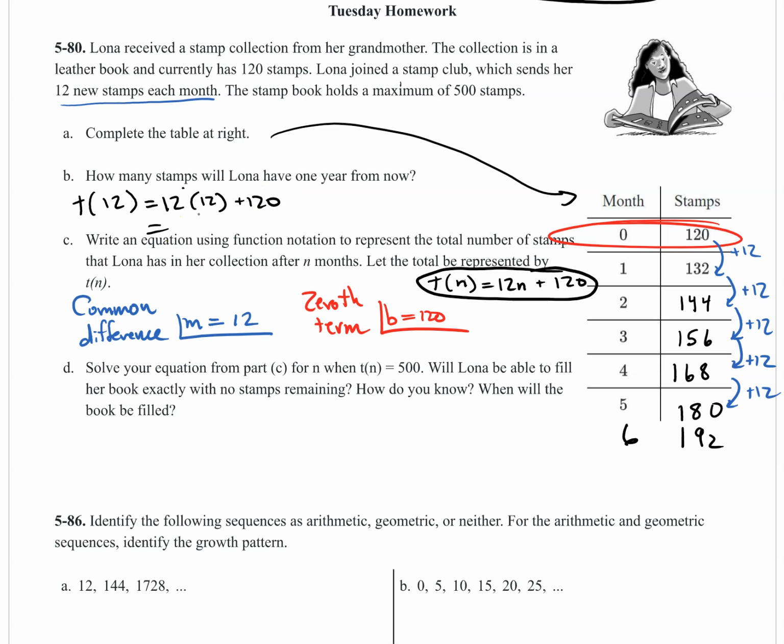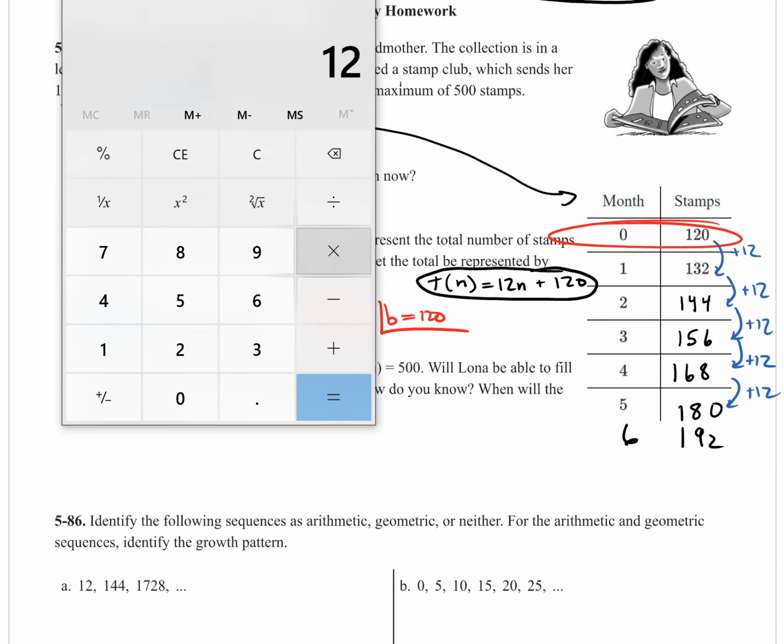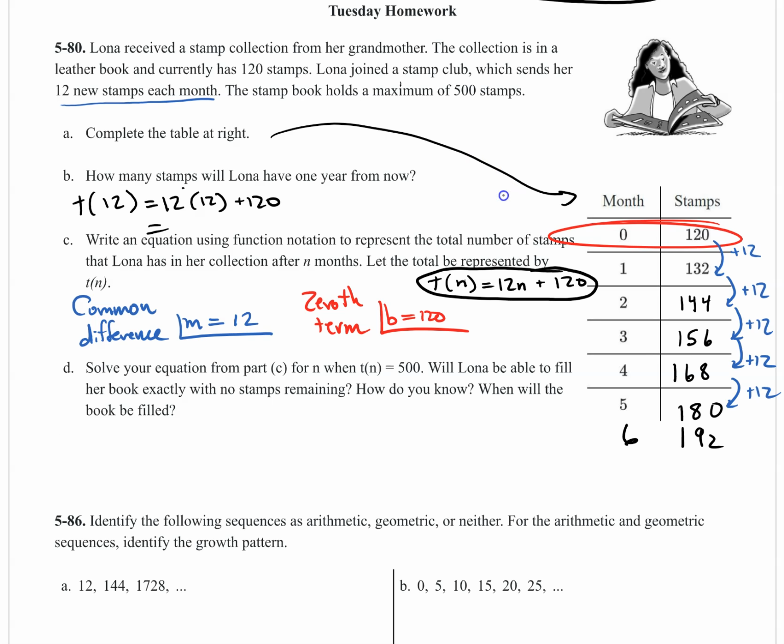And that is the solution I'm going to do. 12 times 12 is 144. And I plugged in 12 because we're talking about months. We've got 12 months in a year. So if you plug in 12 to this equation, it'll calculate how many stamps are available in 1 year.